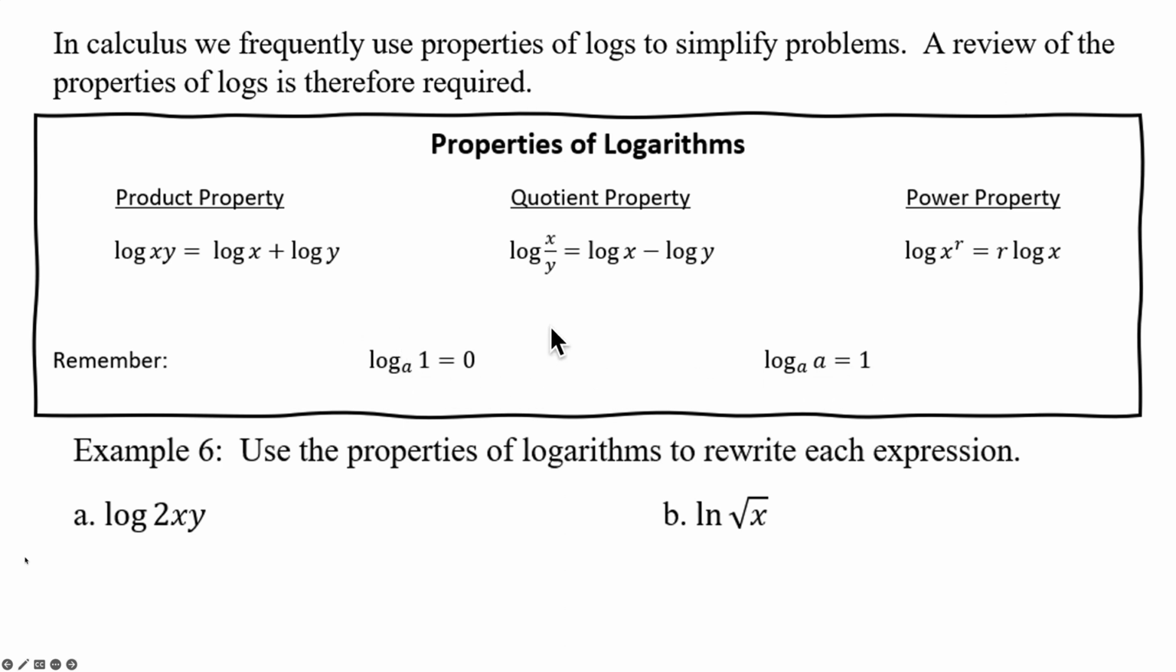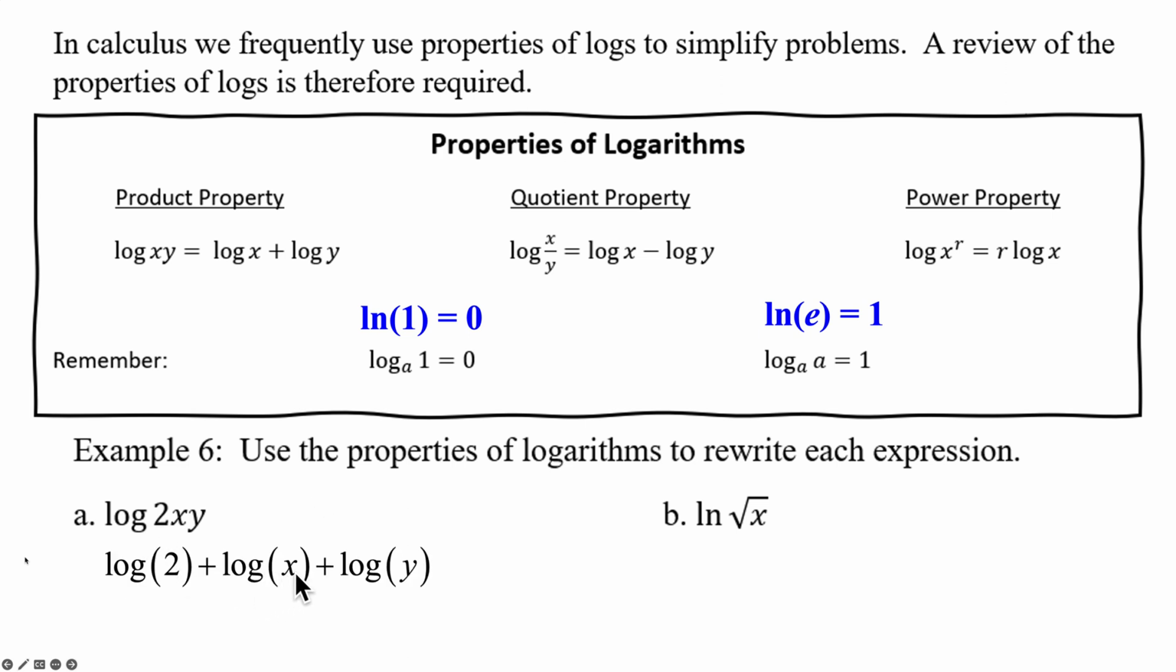And then I'm just going to throw a couple more up here. The natural log of 1 is equal to 0. And then the natural log of e is equal to 1. So for example 6 here, we're going to start writing these into single logs. So here I have 2 times x times y. I have 3 factors, so I need 3 logs, just like we had up here in our product rule. So it'll be the common log of 2 plus the common log of x plus the common log of y. Or you can write it as log base 10 of 2 plus log base 10 of x plus log base 10 of y. Those names are interchangeable.